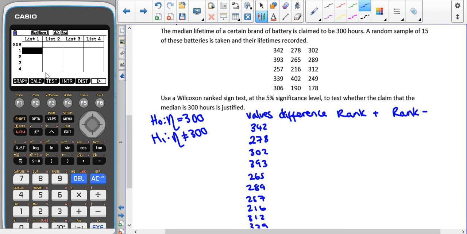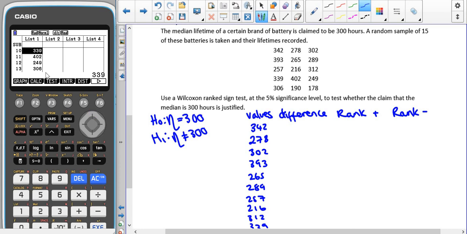So we've got 3, 4, 2, 278, 302, 393, 265, 289, 257, 216, 312, 339, 402, 249, 306, 190 and 178. Just quickly double checking that I've entered all those in correctly.